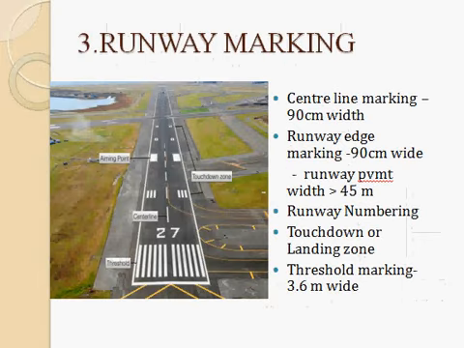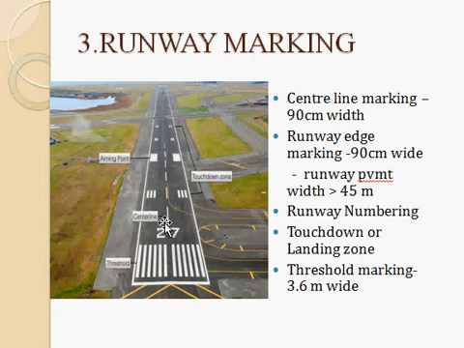That is landing direction indicator. Next is runway marking. In the case of runway marking, we have a number of markings like this. First one is runway center line marking. It will be painted in white color, and it will have a width of 90 centimeter. Then again you have runway edge marking at the edge of the runway. It also has a 90 centimeter width if the runway pavement width is greater than 45 meter.